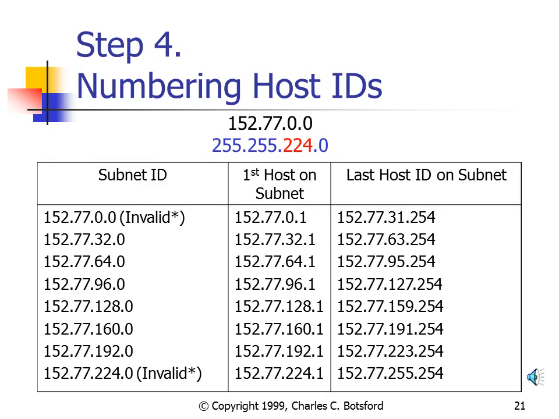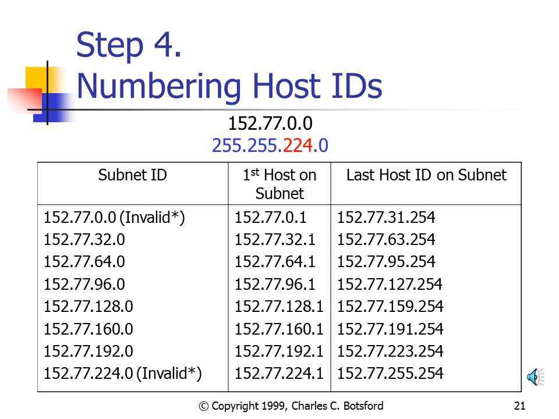Probably the easiest way to number your hosts or determine your host IDs is to first determine the subnet IDs. And I've listed out our subnet IDs from our example here. The first subnet ID would be 152.77.0.0. We're going to throw that out. And the first one we can actually use is 152.77.32.0. Now remember, if the first one starts at 32, each next subnet ID will increment a multiple of 32.